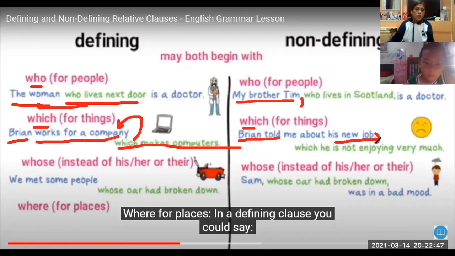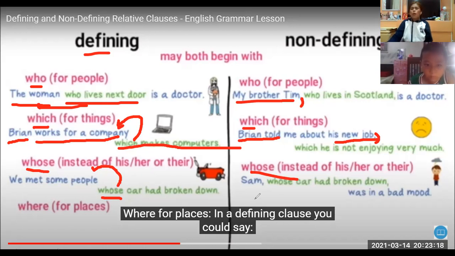Next, whose. Look at the word whose. When we see the word whose, instead of his or her or their, we will use whose. People. We met some people whose car had broken down. This is defining. Who did you meet? Some people whose car had broken down.